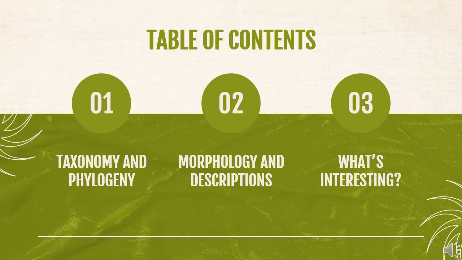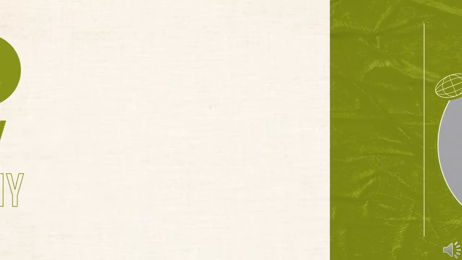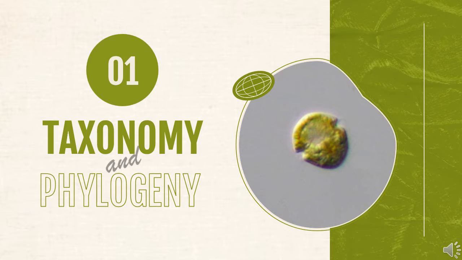This presentation will be divided into three segments. First, the taxonomy and phylogeny of Gymnodinium fuscum, then its morphology and descriptions, and lastly, the interesting features of this alga. So for the first segment, we have taxonomy and phylogeny.